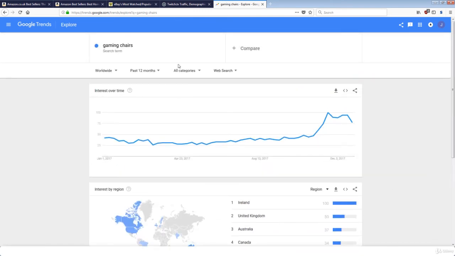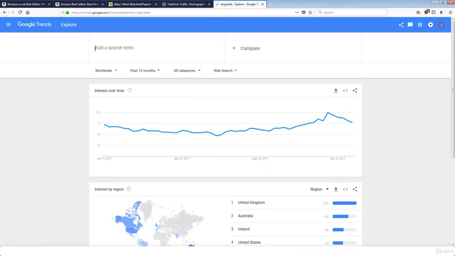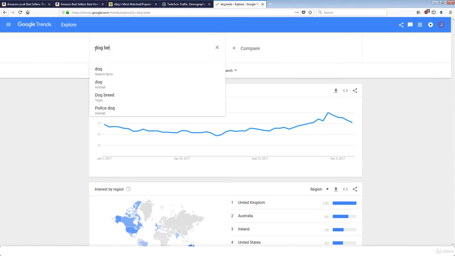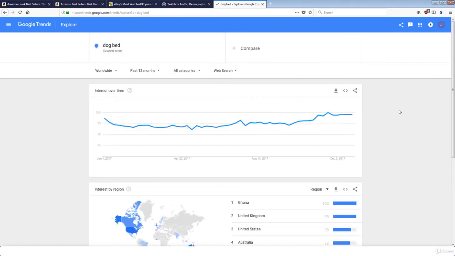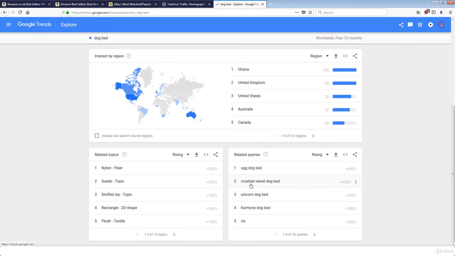But let's try another one. Let's try dog bed, for example. And if we look at the related queries, we can see that people are looking specifically for UGG dog beds. They are looking for crushed velvet dog bed, unicorn dog bed, harmony dog bed. And these are the rising related queries. This is up by 650%. So a lot of people have been looking for UGG dog bed.